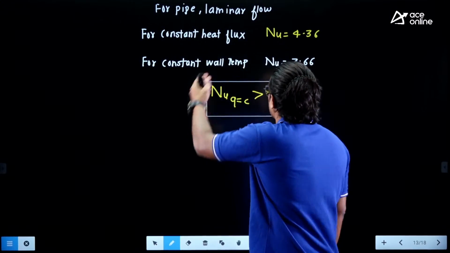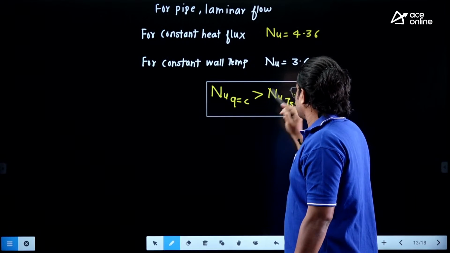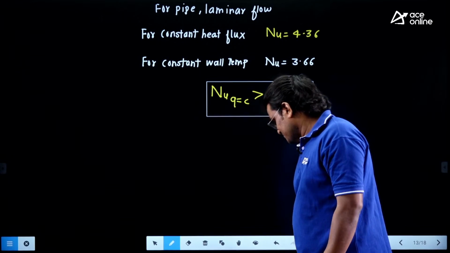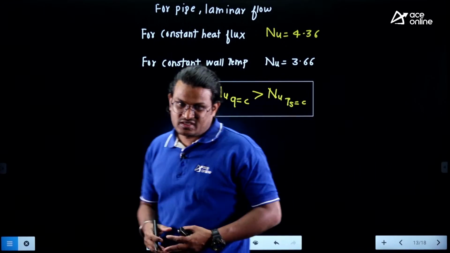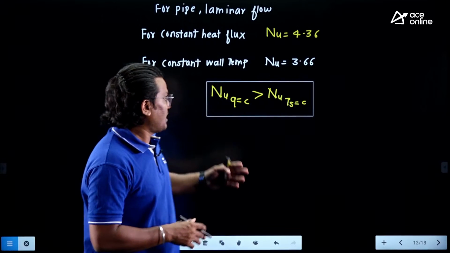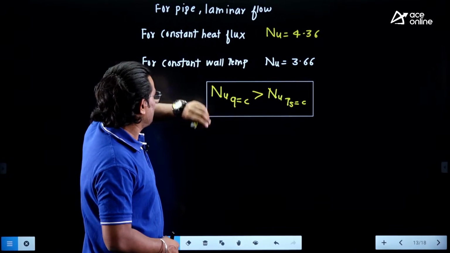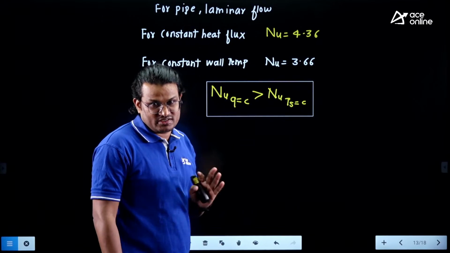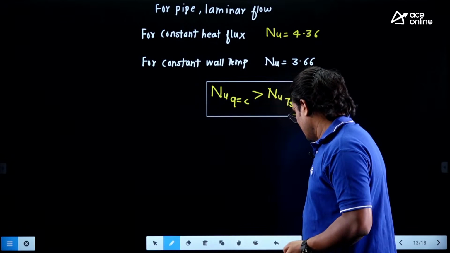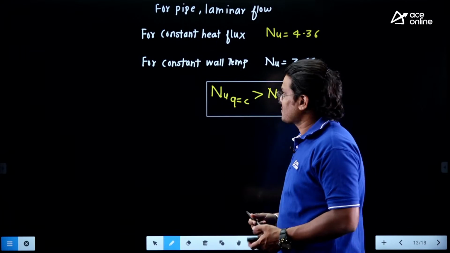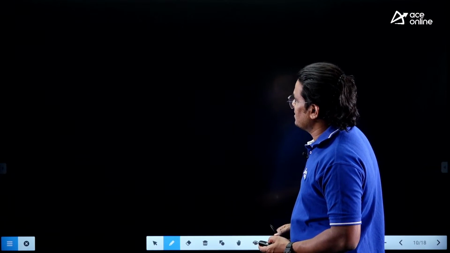Why? Because based on this memory, constant heat flux gives 4.36 and constant wall temperature gives 3.66. These values you need to remember for laminar flow through a pipe: constant heat flux 4.36, constant wall temperature 3.66. This relation you need to remember in convection.